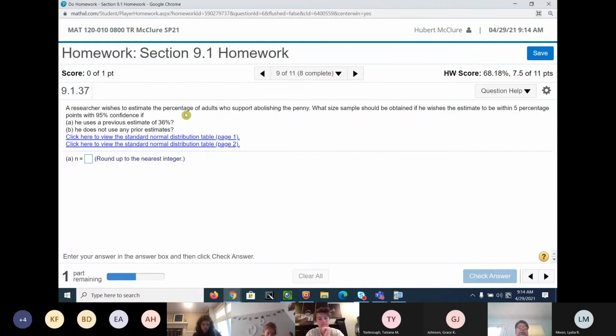A researcher wishes to estimate the percentage of adults who support abolishing the penny. I don't think we should ever abolish the penny. That would cause too many problems. What sample size, N, should be obtained if he wishes the estimate to be within 5 percentage points? In statistics, that's not a good number, but for homework it is, with a 95% confidence level. So let's write down what's given. You write down what's given, and I'll write down what's given for A.